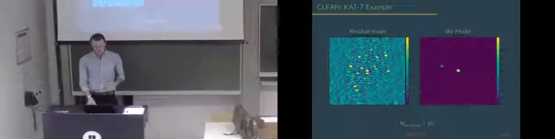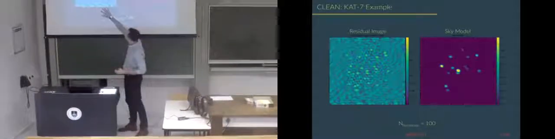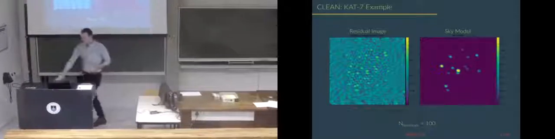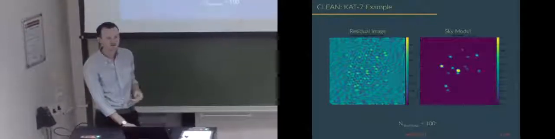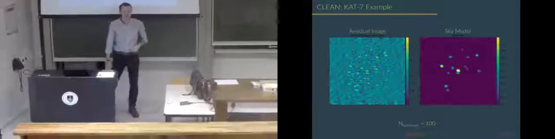So we do that, we can go 100 iterations. After 100 iterations, we're starting to remove most of the sources. There's very few sources left. Going back, you can see these things are still clearly sources, but by the time we're down to this residual image, it's hard to say whether they're sources or just noise. And in our sky model, we can clearly see there's a bunch of point sources that we've added.